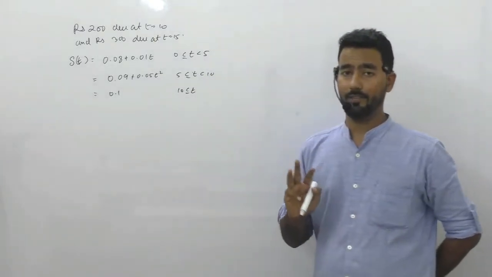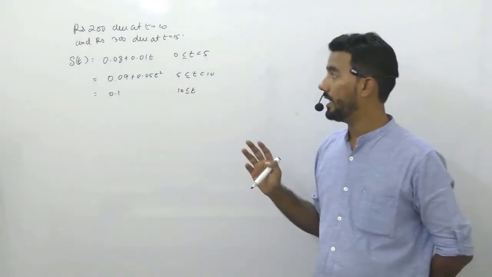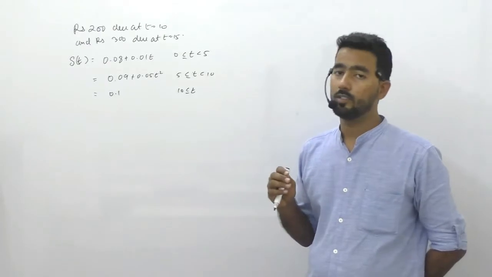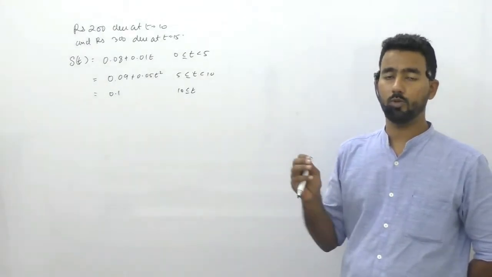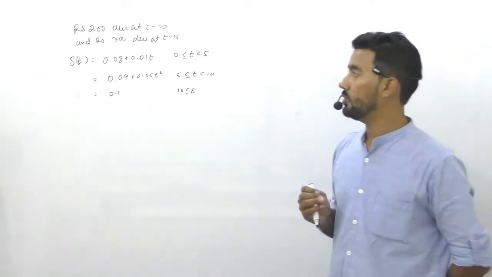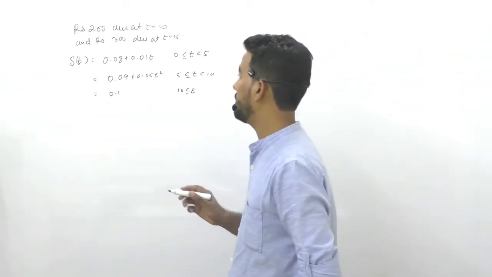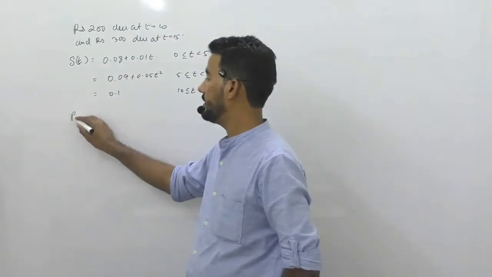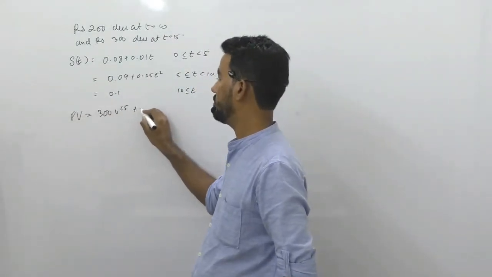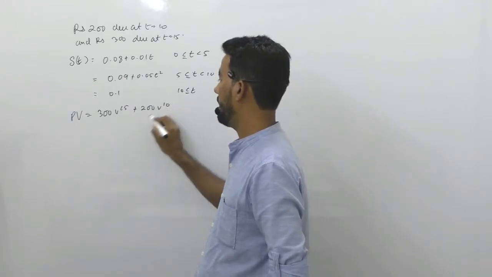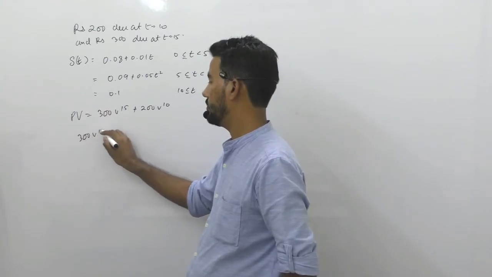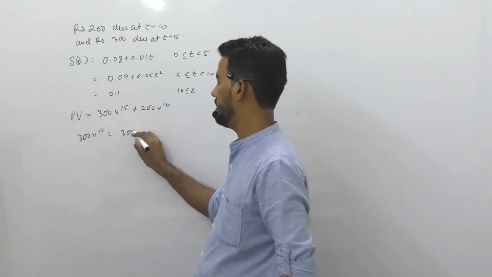These are the three different forces of interest given to me, and I have to find the present value of two cash flows, that is 200 rupees and 300 rupees. So very simply, we just have to discount both the cash flows separately, and then add them both. First, let us do it for 300 rupees. So the present value is 300 v^15 plus 200 v^10 actually. Then we have to find the value of 300 v^15.